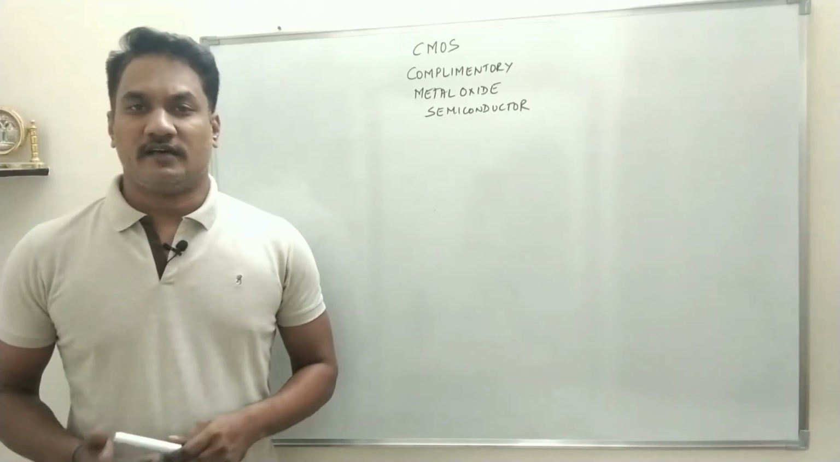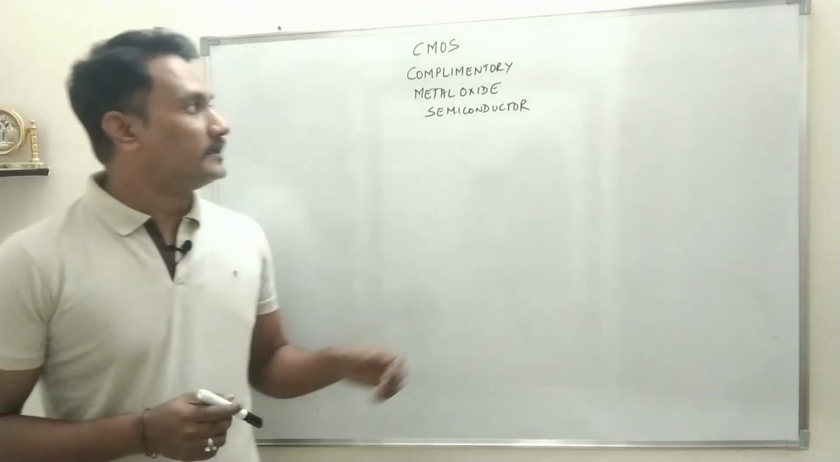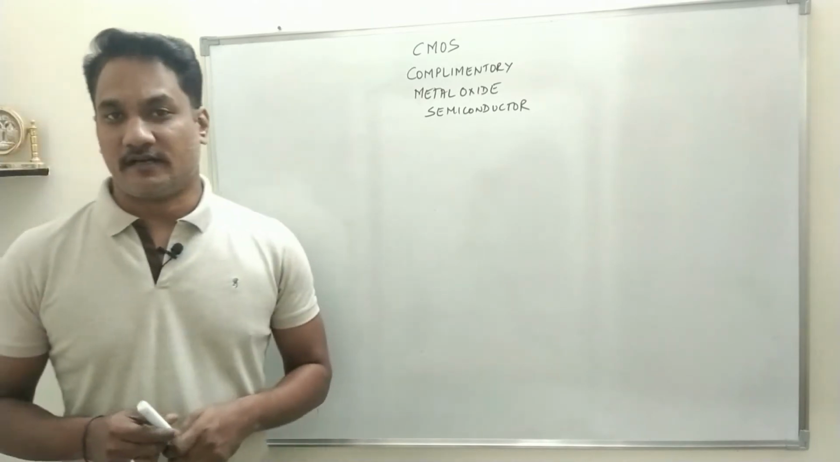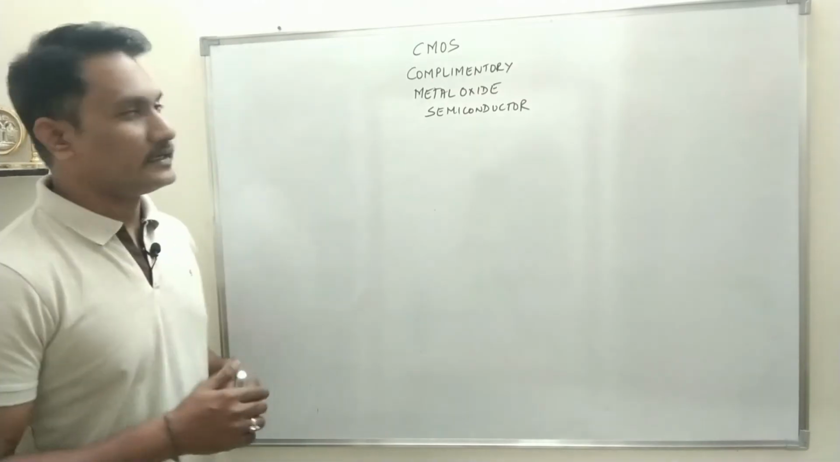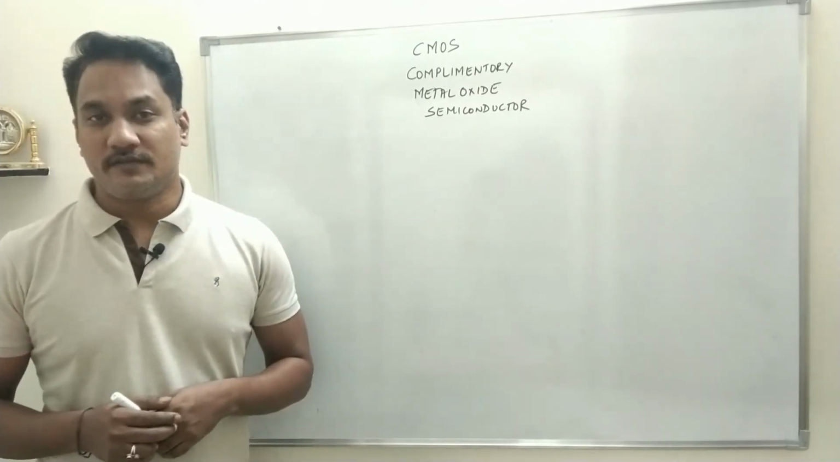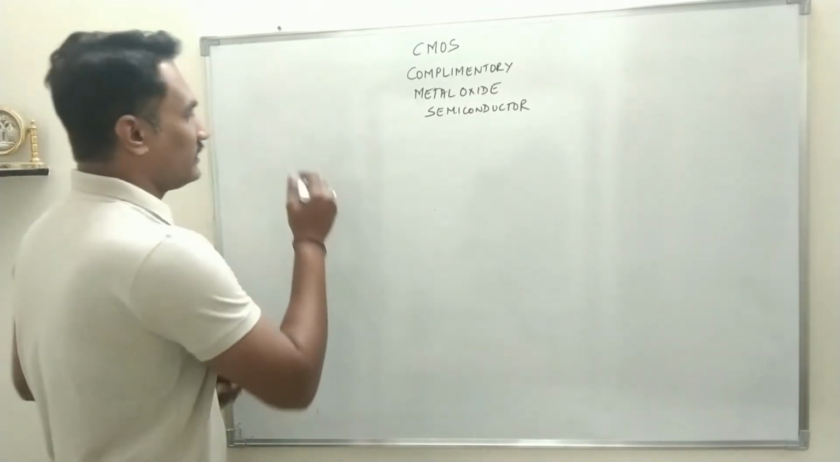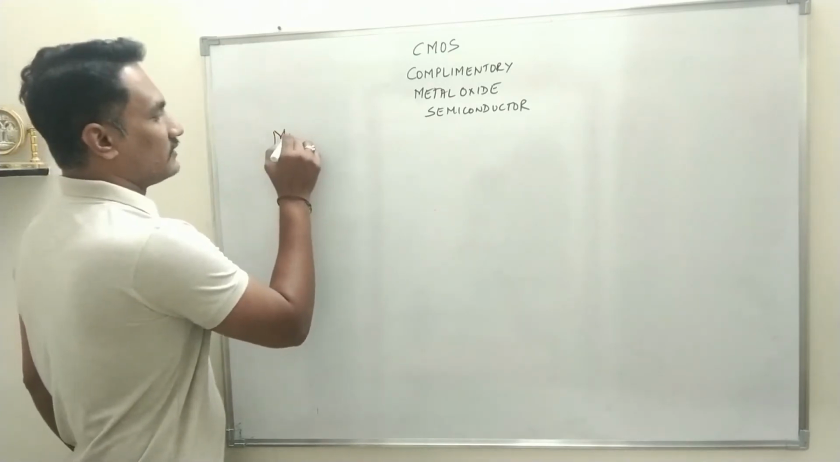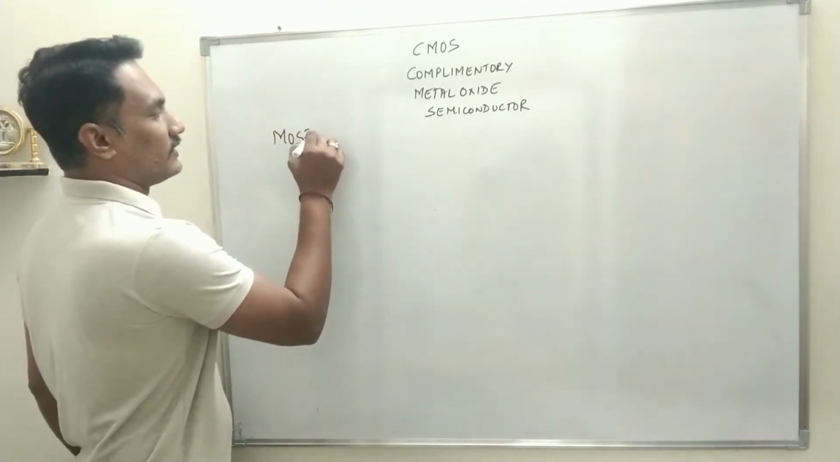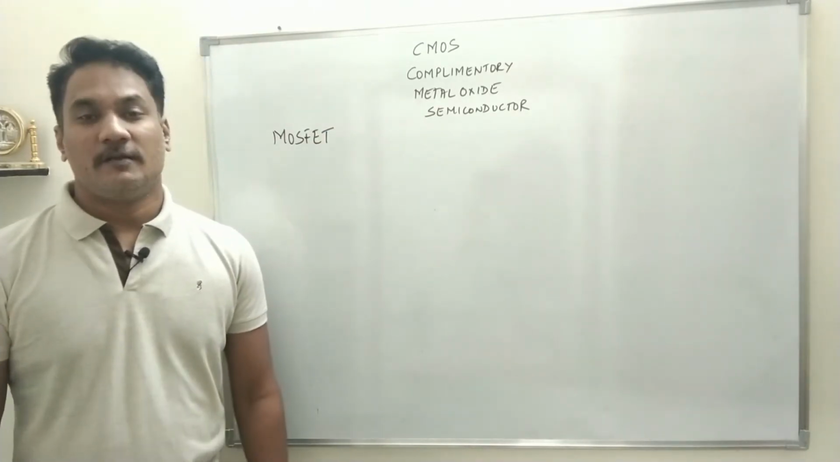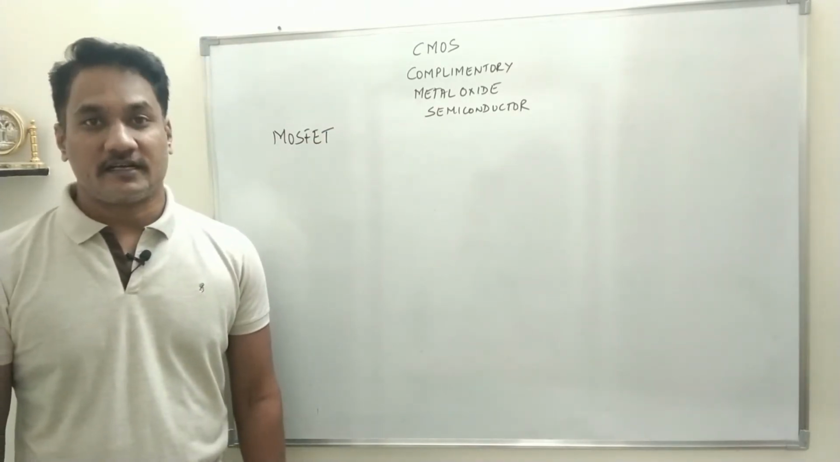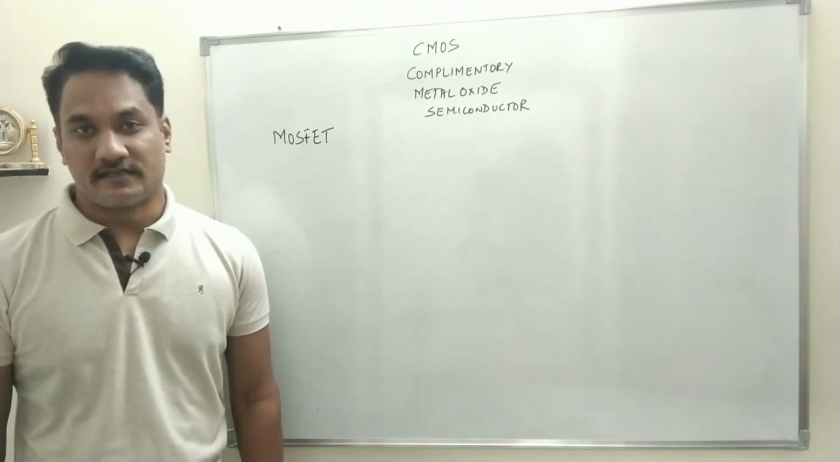Hello students, next we will try to understand complementary metal oxide semiconductor, the next type of logic family. Now to understand CMOS, first we have to understand the MOS transistor. The MOS transistor is called a MOSFET. MOSFET stands for metal oxide semiconductor field effect transistor.